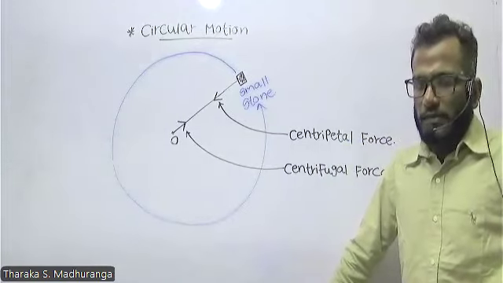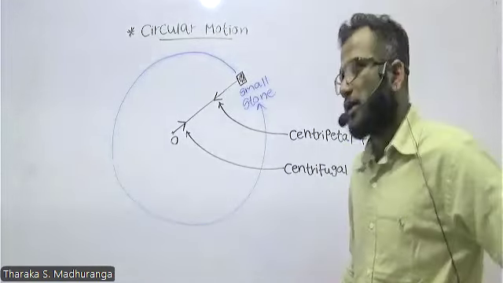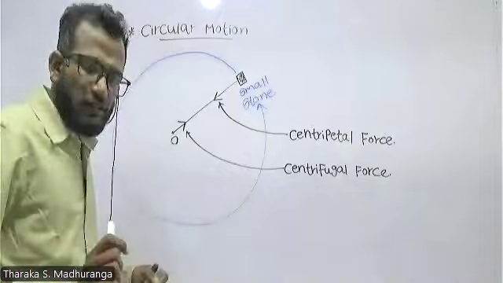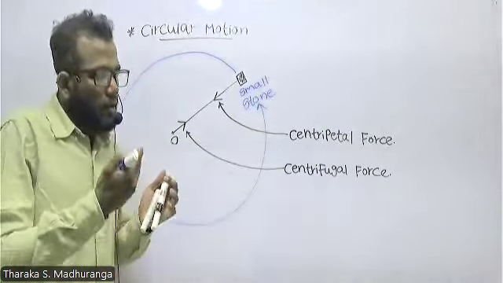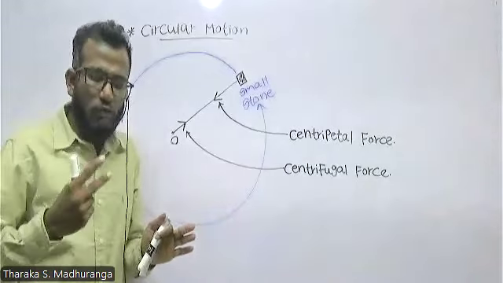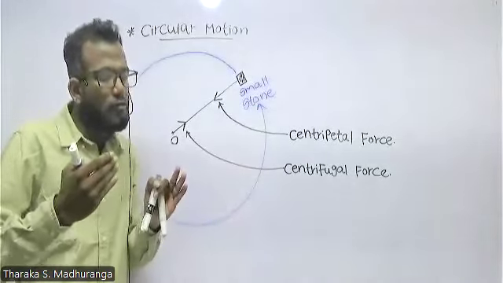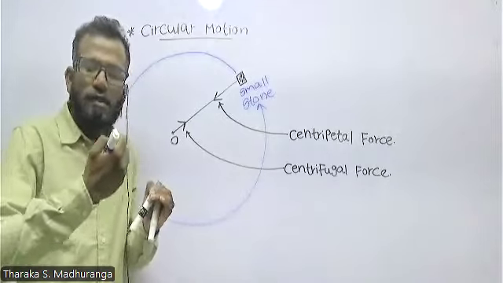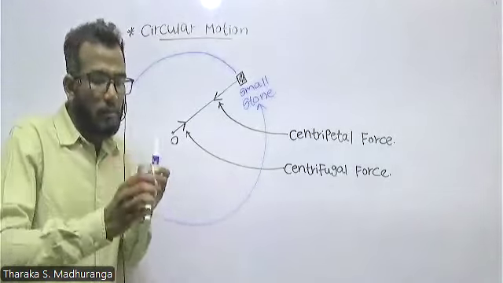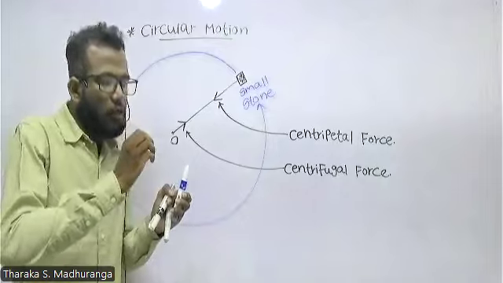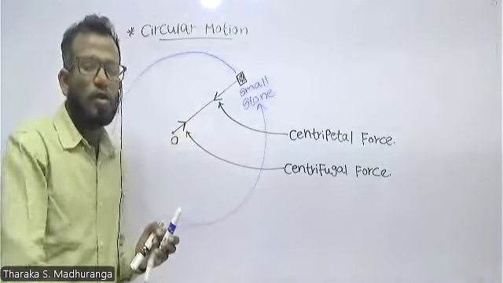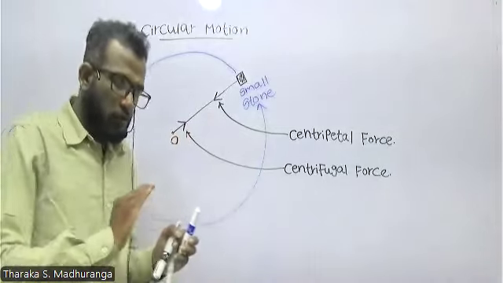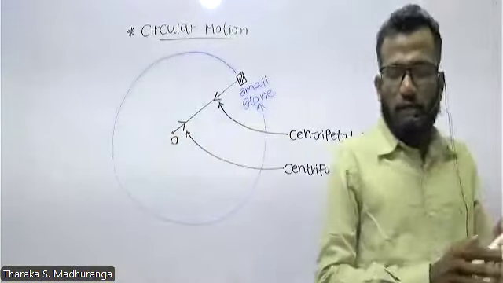Now we come to the lesson. Now we discuss two concepts. In any circular motion object, there are two main forces affecting. What are they? Centrifugal force and centripetal force. Don't mix them. Centrifugal means away from the rotational axis. Centripetal means towards the rotational axis. Towards and away.